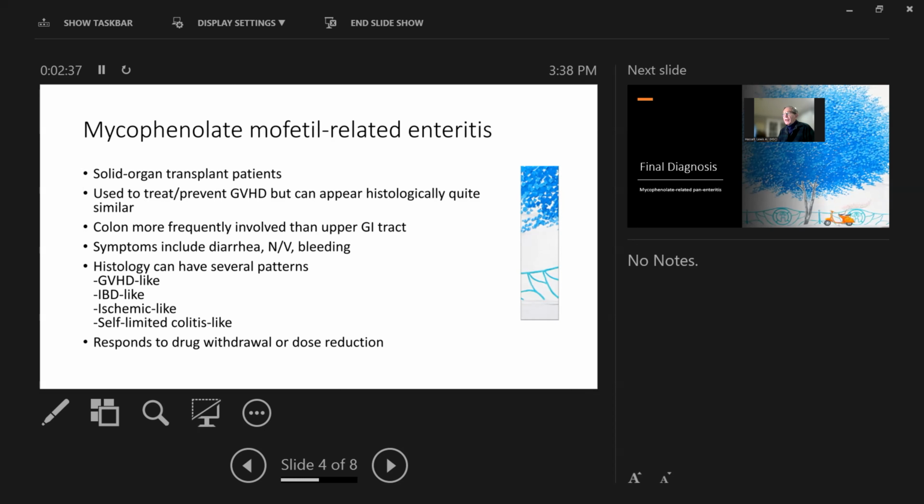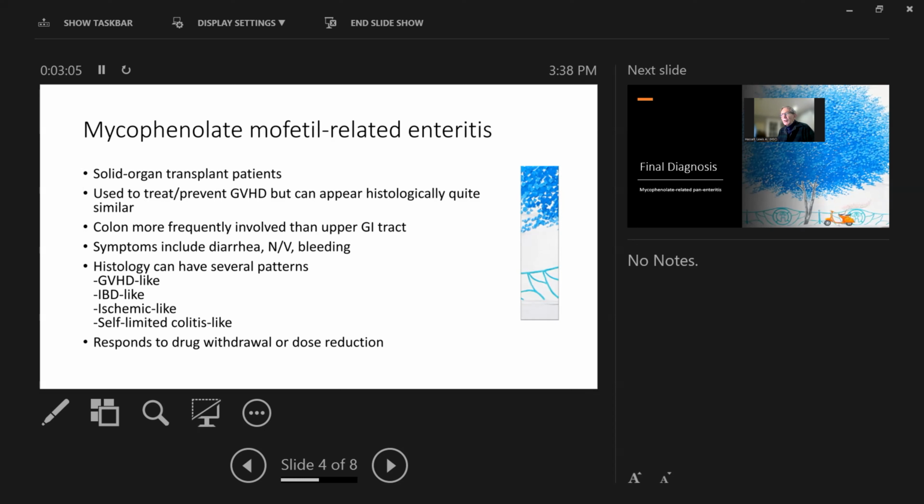Now, most frequently it involves the colon rather than the upper GI tract, but at really any level can be involved. And while the symptoms most frequently are diarrhea, nausea, vomiting, occasionally we can see bleeding or other symptoms as well. And this actually has quite a broad spectrum of possibilities in terms of patients, because really up to 30% or more of patients who use this drug will manifest some sort of GI symptoms and changes.